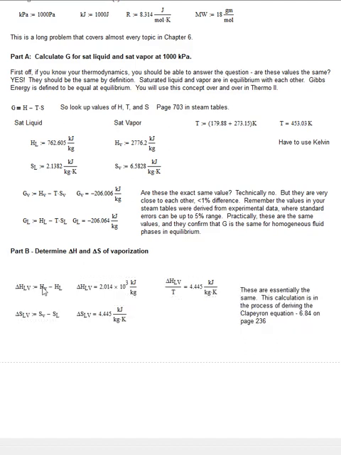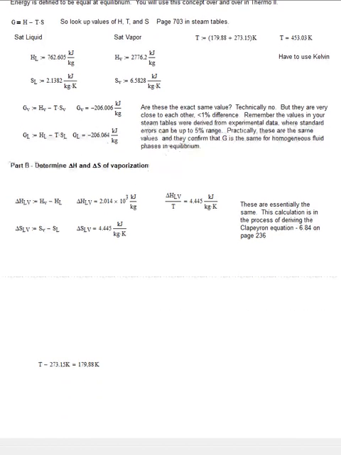We just go to our steam tables, we look up what we've already got, what our H values are, our S values are. We just calculate the delta, and then we compare delta H of vaporization over T. Remember, again, this has to be Kelvin. And then delta S of vaporization, you can see that these are exactly the same values. And this is exactly what the Clapeyron equation 6.84 in your textbook on page 236 tells you it should be. So we've verified that.